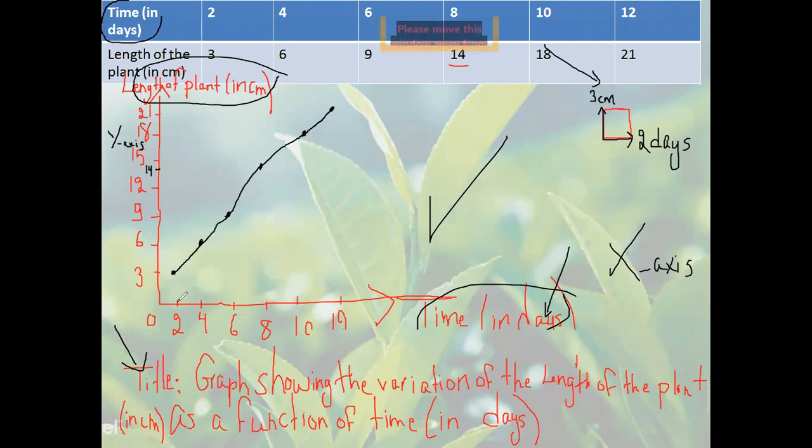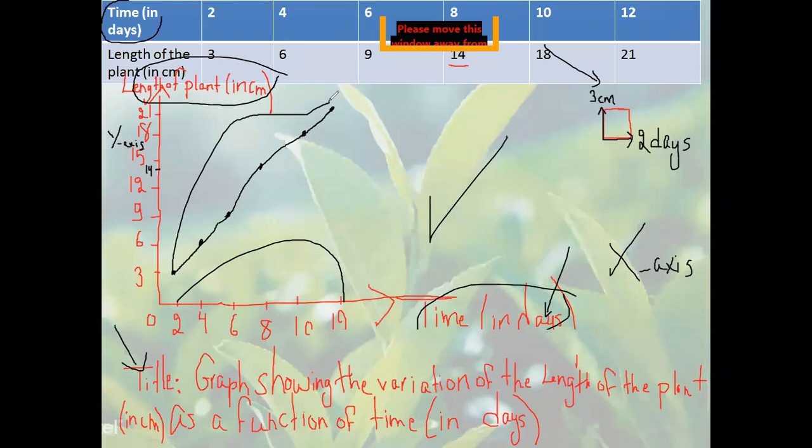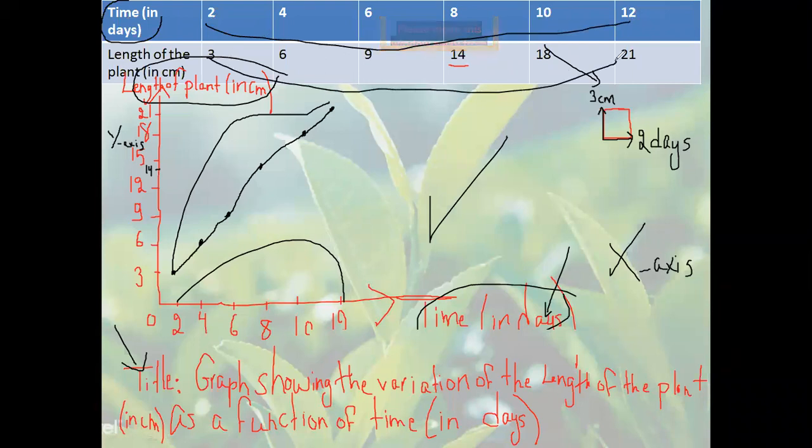As the time increases from 2 to 12 days, what happens to the length of the plant? The length of the plant increases from 3 to 21. I'm not going to say as time increases from 2 to 4, the length of the plant increases from 3 to 6, and then from 4 to 6, the length increases from 6 to 9. No, immediate jump. From 2 to 12, the length of the plant increases from 3 to 21 centimeters. This is the analysis here. So here, about the graph, pay attention. You will have a graph in this quiz.